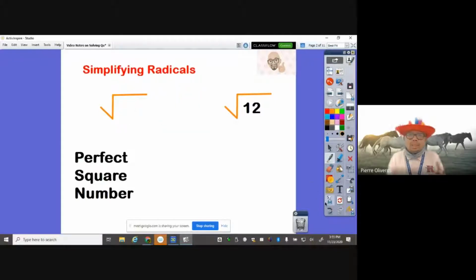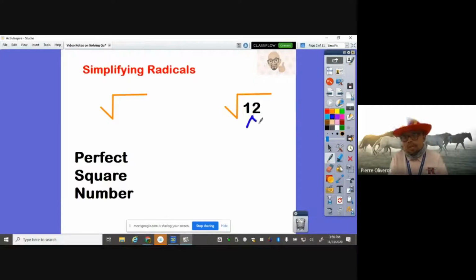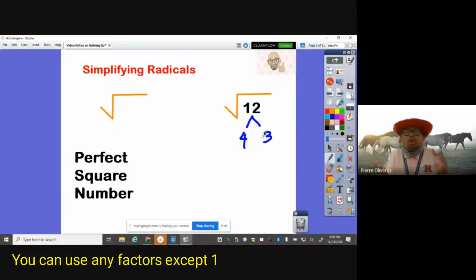But what if we do not have a perfect square number, something like the square root of 3, the square root of 5, the square root of 12? How do we simplify it in exact value? Because if we plug it in the calculator, it will give us an irrational number, so we cannot get a firm or exact answer. So how do we do this one? The square root of 12 can be broken down into say 4 and 3, or you can use 6 and 2. Just don't use 12 and 1.